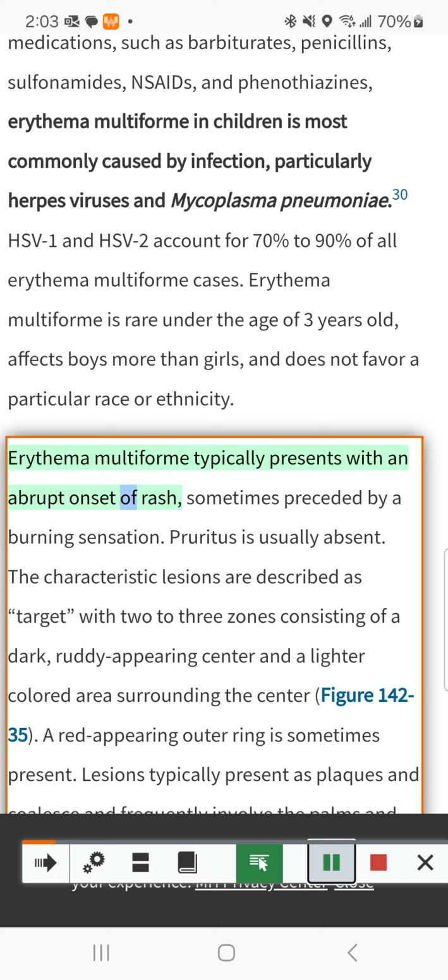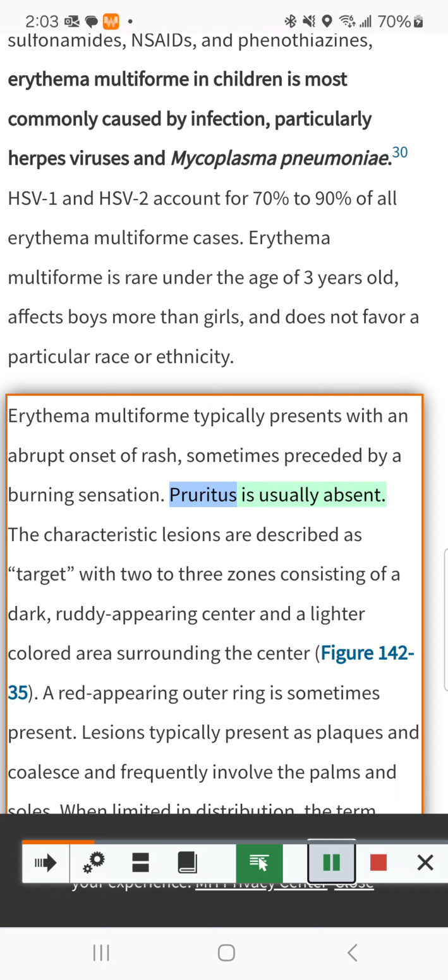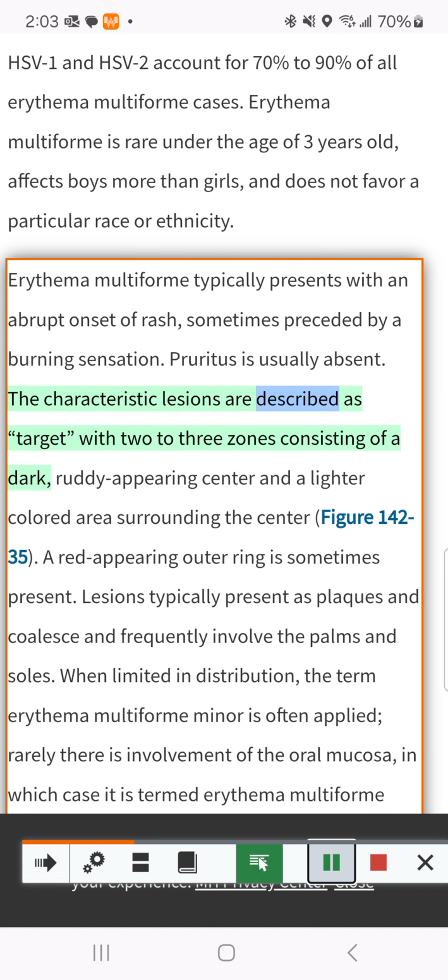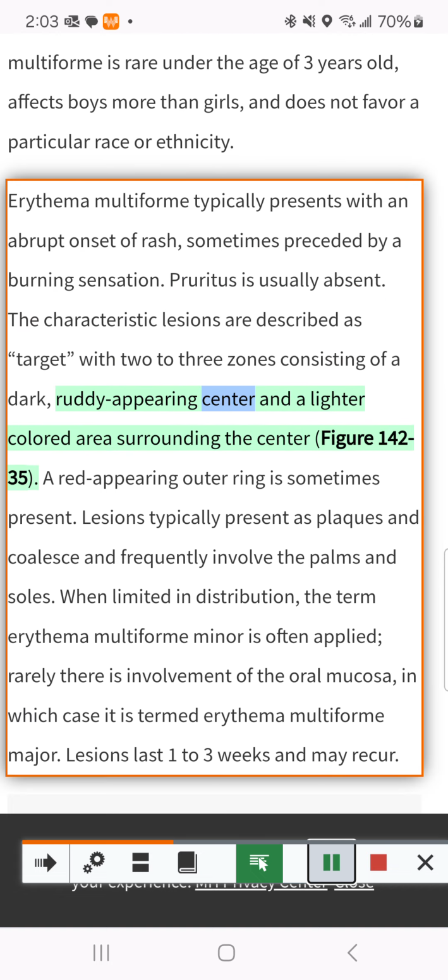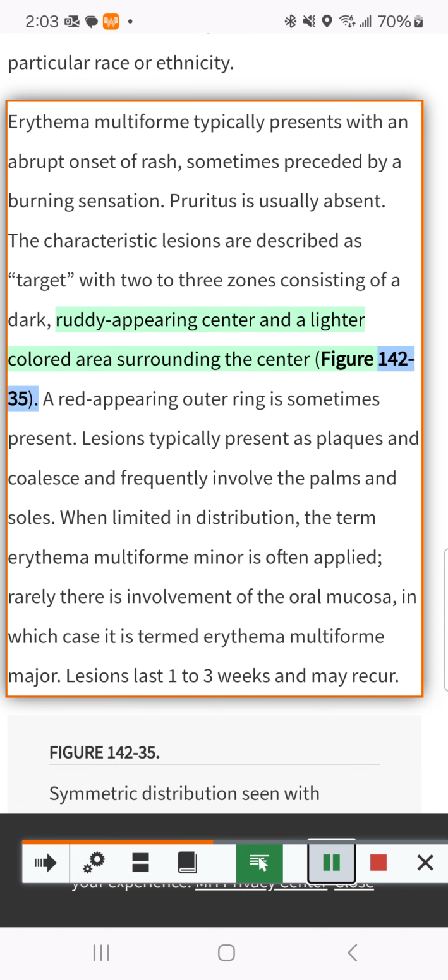Erythema multiforme typically presents with an abrupt onset of rash, sometimes preceded by a burning sensation. Pruritus is usually absent. The characteristic lesions are described as target with 2 to 3 zones consisting of a dark, ruddy appearing center and a lighter colored area surrounding the center, figure 142-35. A red appearing outer ring is sometimes present.